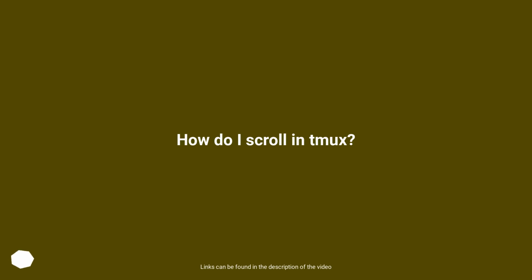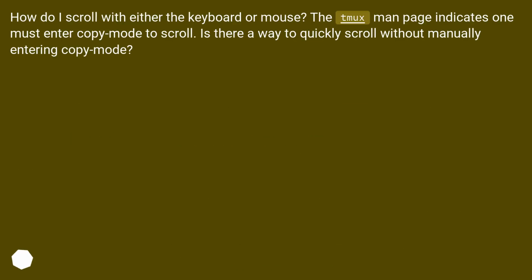How do I scroll in tmux? How do I scroll with either the keyboard or mouse? The tmux man page indicates one must enter copy mode to scroll. Is there a way to quickly scroll without manually entering copy mode?